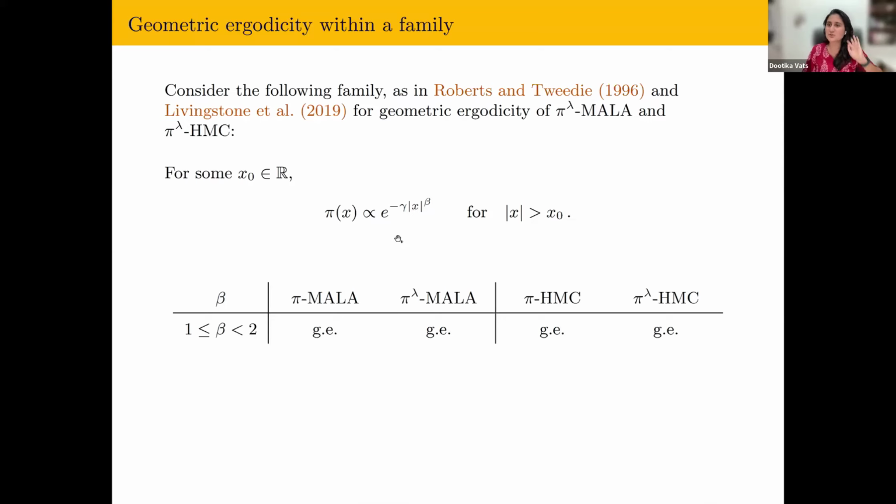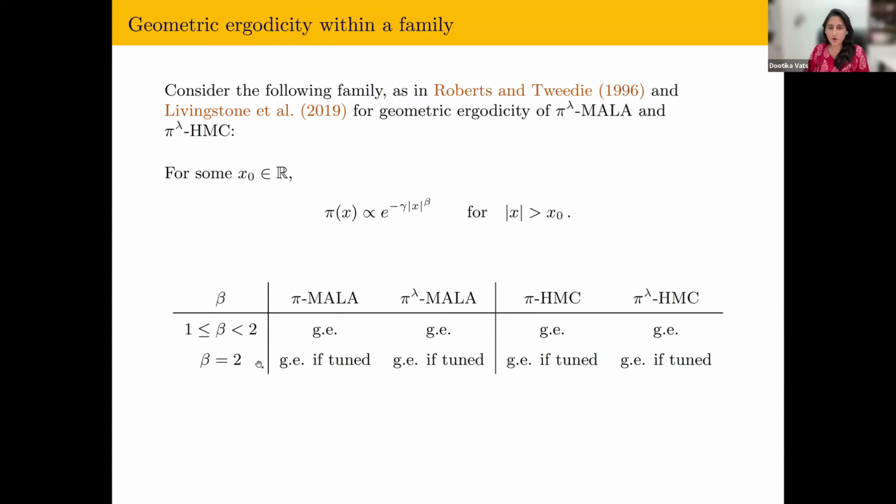For beta is 4, this is the super Gaussian that I had shown. Well, then if beta is between 1 and 2, then pi Mala and pi HMC that target this pi are both geometrically ergodic. And then pi lambda, which is the Moreau-Yosida approximate density for this pi, if I run pi lambda Mala and pi lambda HMC, those are also then geometrically ergodic. So these are the results we show.